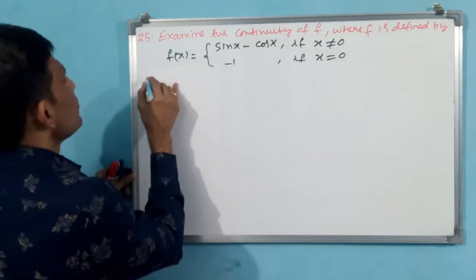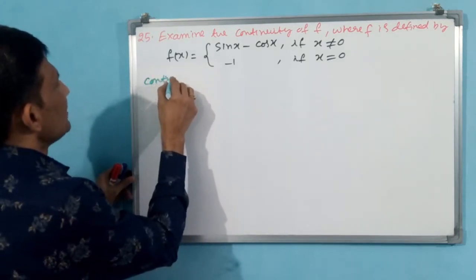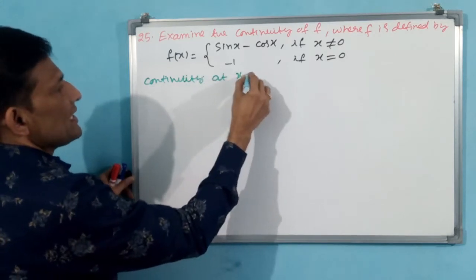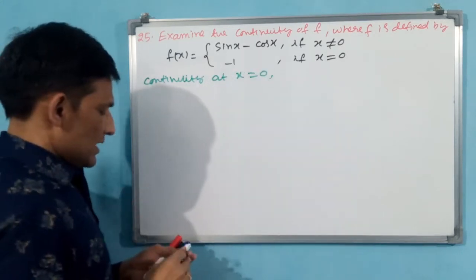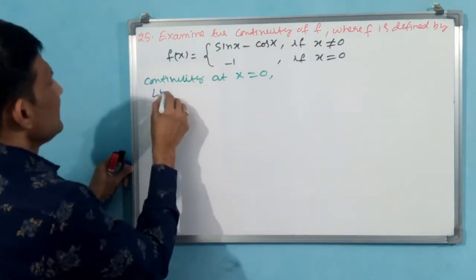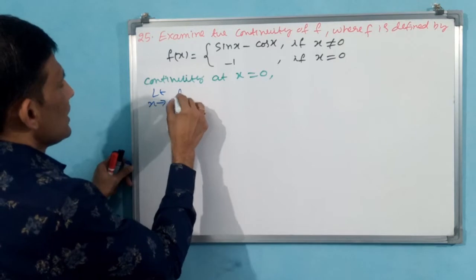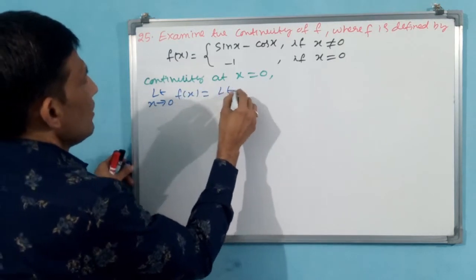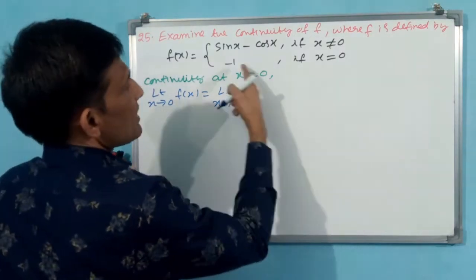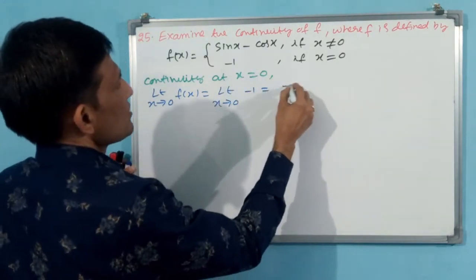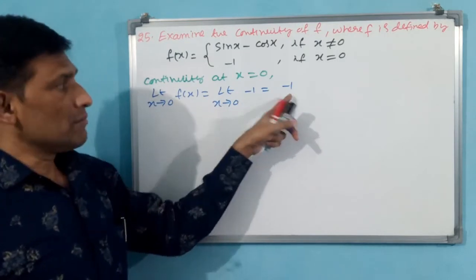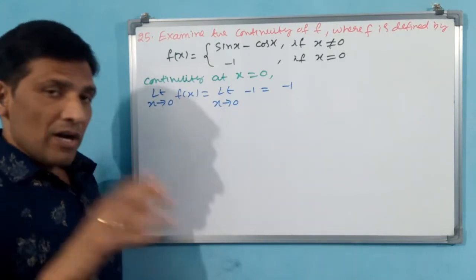Continuity at x equal to 0, write down. Continuity at x equal to 0, okay? I have written, you see what I am writing now. Limit x tends to 0, f of x is equal to limit x tends to 0. See, at 0, what is f of x? Minus 1. That is equal to minus 1. Why? Because the limit of a scalar function like minus 1 is the same constant. Okay? Now, you tell me.